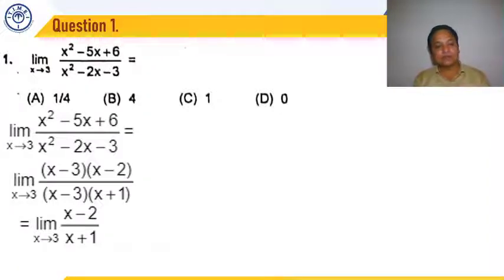Now on substitution of x equal to 3 in this expression, we are not getting an indeterminate form, so we simply substitute x equal to 3. 3 minus 2 is 1 and 3 plus 1 is 4. So our answer is 1 by 4, and if we carefully look at the choices, it is choice A.